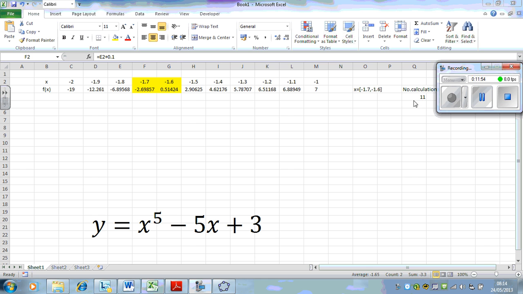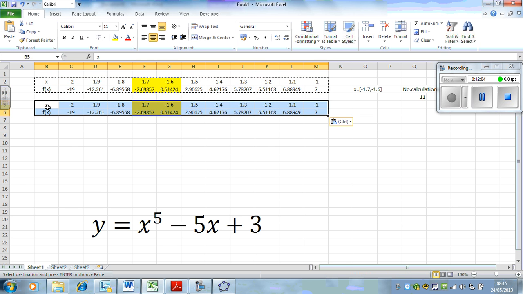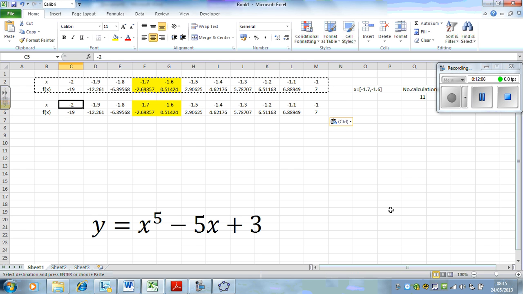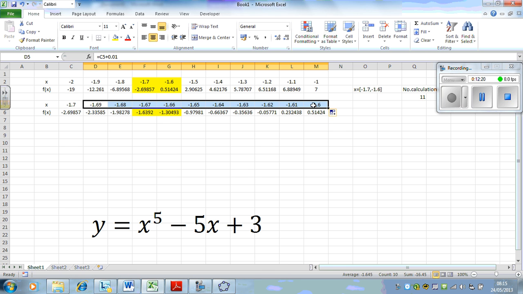Now this will become significant when we look at comparing methods afterwards. Okay, so now we're going to copy and paste this table because my formula is already there. We can be a bit lazy here, but this time I'm going to go between minus 1.7 and up in 0.01s, up to minus 1.6.